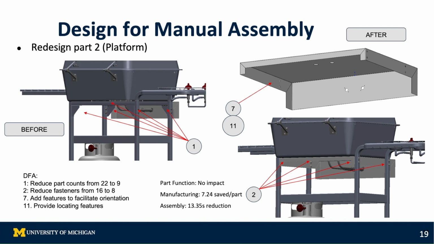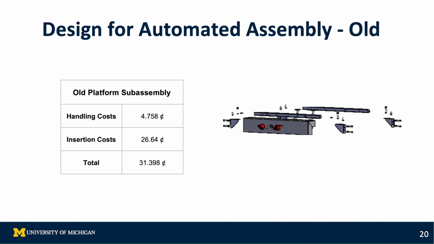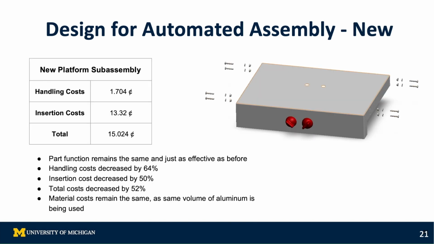We reduced the part count from 22 to 9 and fasteners from 16 to 8, while not impacting the function at all and making orientation easier. For the old platform subassembly, handling costs were 4.758 cents per part. Insertion costs were 26.64 cents per part, for a total cost of 31.398 cents per part. Now with the new platform subassembly, we've decreased the handling cost by 64%, decreased the insertion cost by 50%, for a total cost per part decrease of 52%.